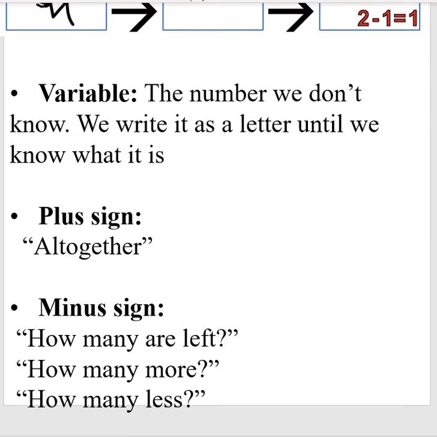So let's review some key terms before we get started. So we know our variable is the number we don't know. This is the number we're trying to solve for. We write it as a letter until we know what it is. So we're always going to write our variable as a letter until we solve it.